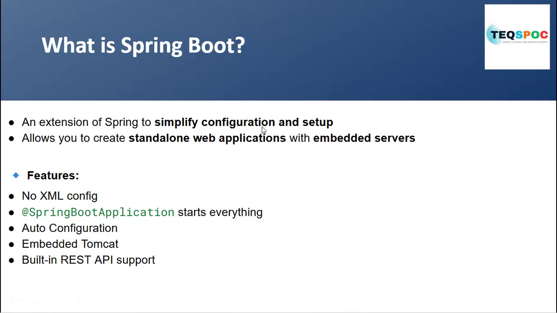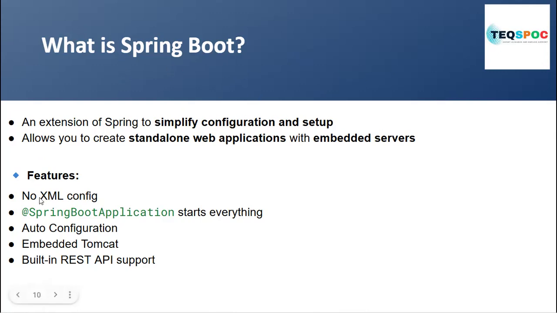Basically, in Spring Boot, we do not have to configure things manually. We will just add the dependency. It will automatically add all the necessary package dependencies. It will automatically configure everything when we start our program and allow you to create a standalone web application with an embedded server. Also, we do not have to add the Tomcat server. It is built in, and it will run your application.